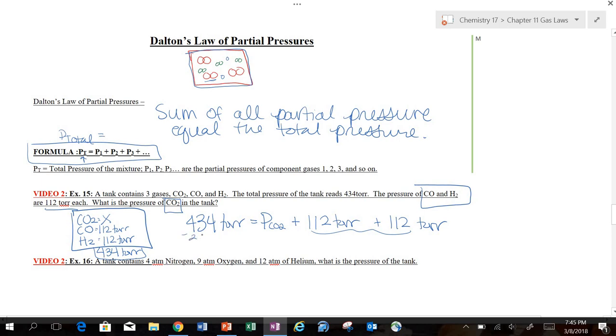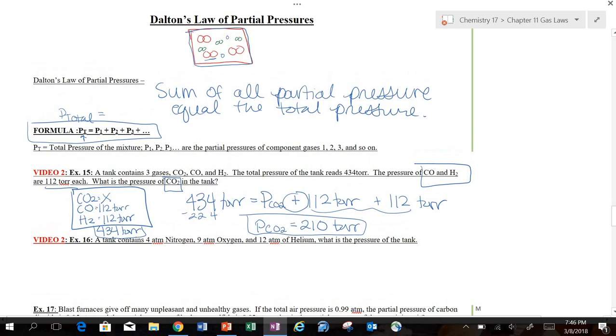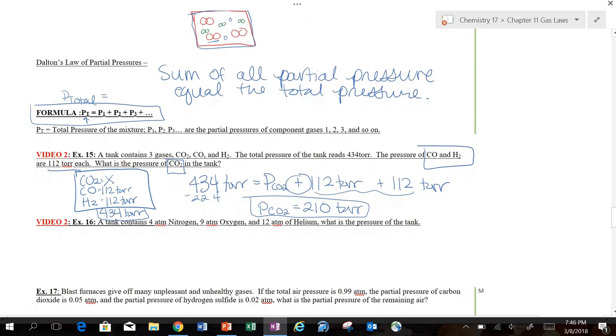So you subtract 224, because that's what 112 plus 112 is. Again, we're subtracting because they're all being added together, so we want to do the opposite. So our pressure of carbon dioxide is going to be 210 torr. When we subtract 224 from 434, we know the pressure of our carbon dioxide is 210. We can always go back and check our work and make sure that all our partial pressures add up to the total pressure.